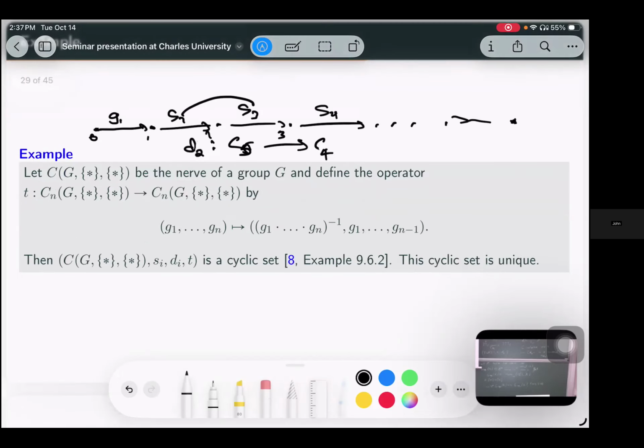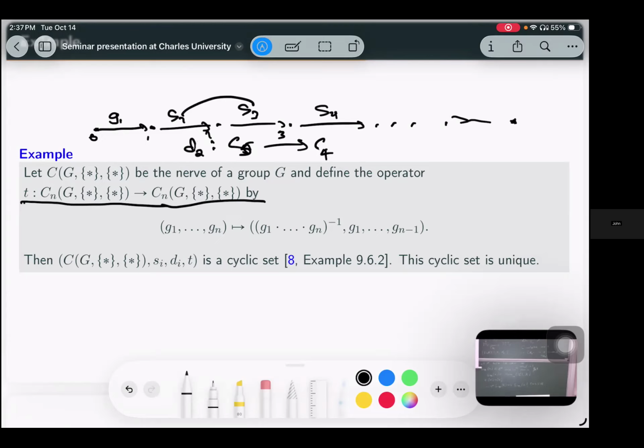Okay. Then I can turn this simplicial set into a duplicial and a cyclic set by applying this operator T. And this is well known. One will find this in Weibel's book on homological algebra, and also in Loday's book as well.